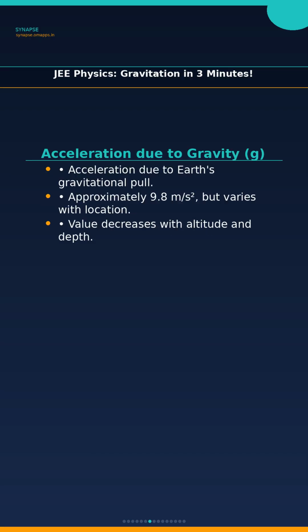Let's move on to acceleration due to gravity, often called little g. This is the acceleration you feel when you're falling towards the Earth. It's about 9.8 meters per second squared, but it changes slightly depending on where you are.